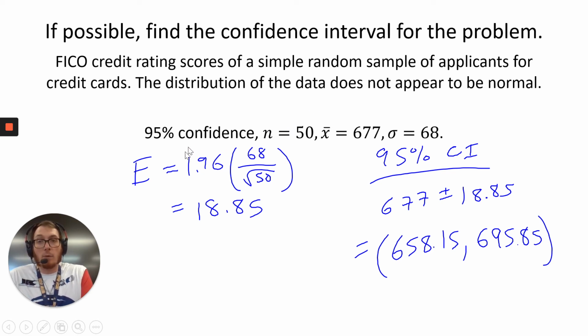95% confidence, 1.96 for z, times standard deviation divided by root n. I should get 18.85. And then this confidence interval would be my point estimate, which is the mean, 677, plus or minus the margin of error. And then that range of answers, remember what that's saying is we are 95% confident that the true FICO credit score is between this 658 and 695 number.